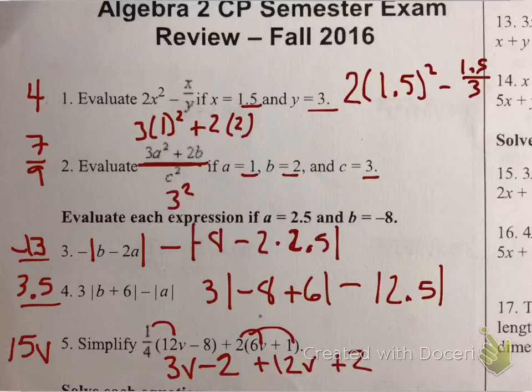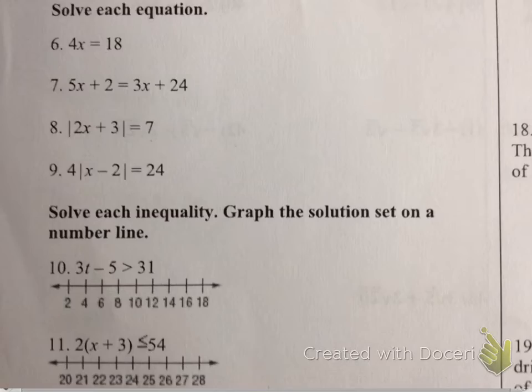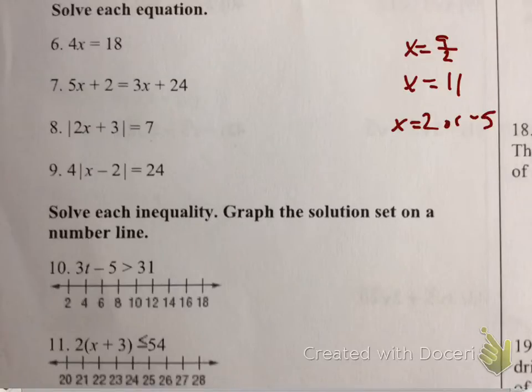There are those problems. A lot of these should be very basic stuff that you should be able to remember and hopefully can do from there. So here for number 6 and number 7, we need to solve. For number 6, all you have to do is divide by 4, and let me put the answers again. The answer for this one is x equals 9/2. Number 7, x equals 11. Number 8, x equals 2 or negative 5, and I'll explain that one in a minute. And number 9, x equals 8 or negative 4.